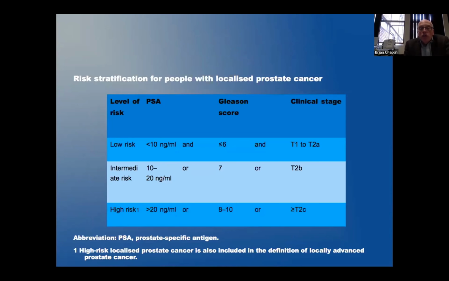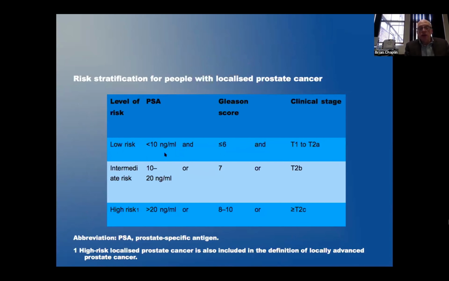Risk stratification for men with prostate cancer. This has some bearing because the low-risk tumours carry a very low lifetime risk of developing metastatic disease and progressive disease. So what is the latest categorization?